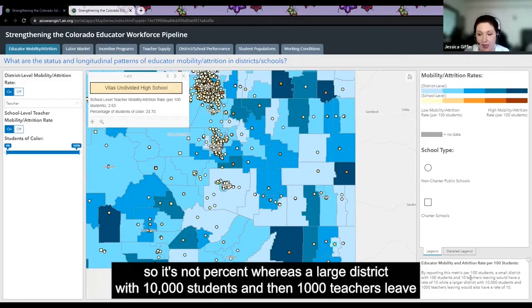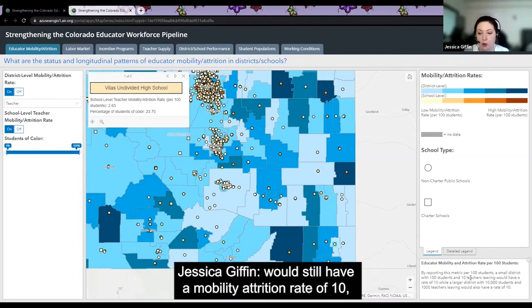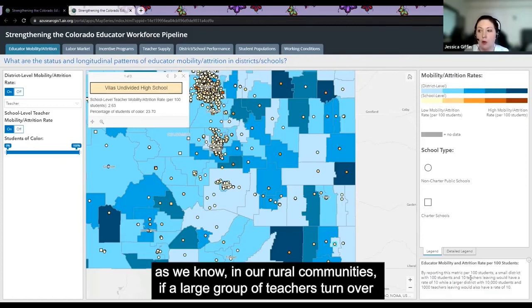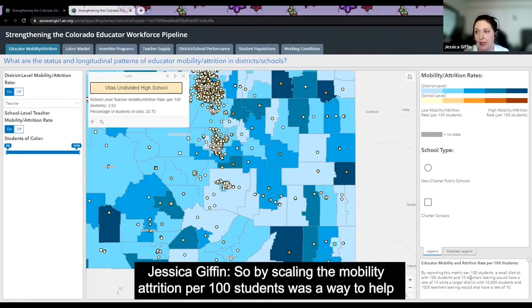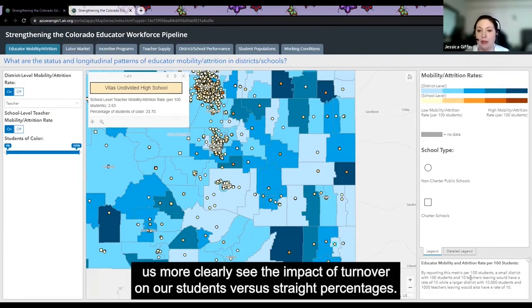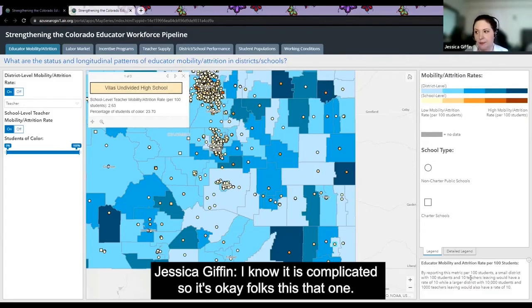So it's not percent. Whereas a large district with 10,000 students and then 1,000 teachers leave would still have a mobility attrition rate of 10. Because we know in our rural communities, if a large group of teachers turn over, that's a greater impact than maybe our urban areas. So scaling the mobility attrition per 100 students was a way to help us more clearly see the impact of turnover on our students versus straight percentages.